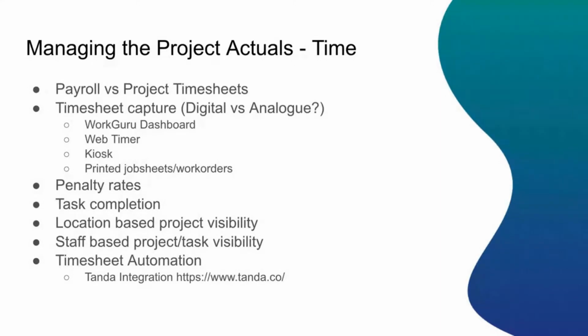The next thing based on that is staff members will only see projects and tasks that they have been specifically assigned to. That's another way to make it nice and easy and make sure you don't get incorrect timesheets entered. Like I mentioned before, painters only see painting tasks, so a painter can't accidentally put a timesheet against an electrical task, things like that.